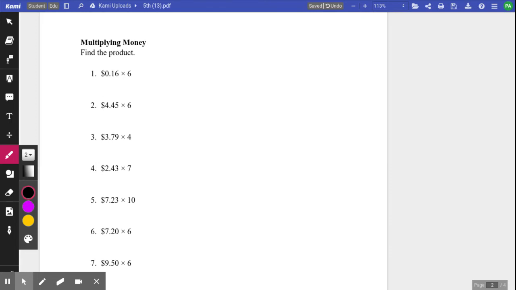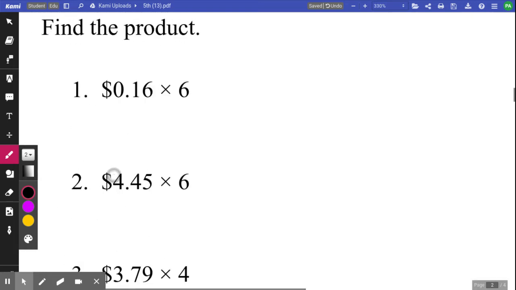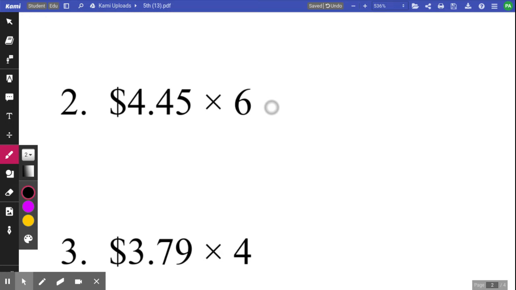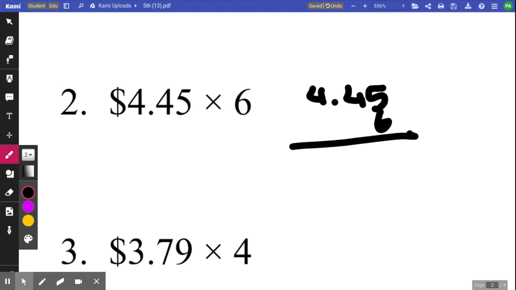Okay, now we're going to be multiplying money. So the thing about money is it's very simple, but you have to remember that it's only ever going to be 2 decimal places. Always 2. So no matter what you divide or multiply by, you're only supposed to have 2 decimal places. So let's do number 2 together. So 4.56 times 6. So let's just ignore the decimals like we normally do. It's just multiplying decimals, but only with 2 decimal places always, in the answer at least.